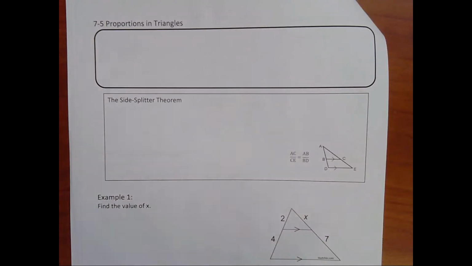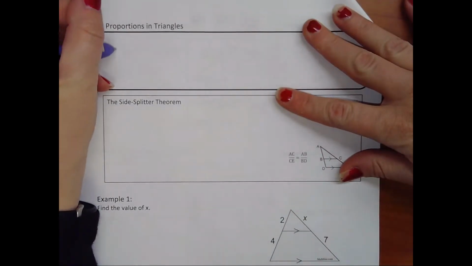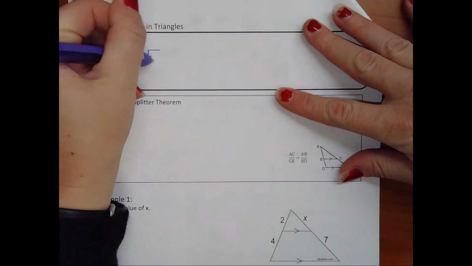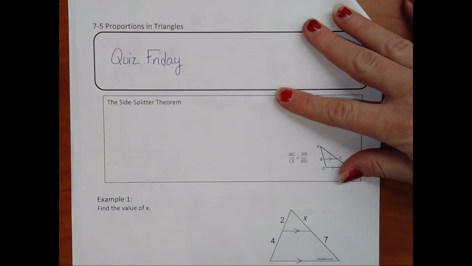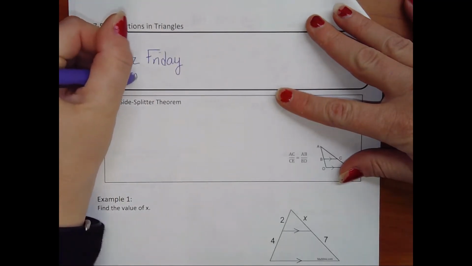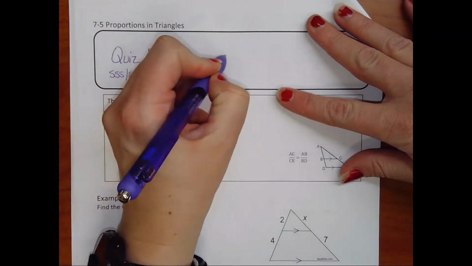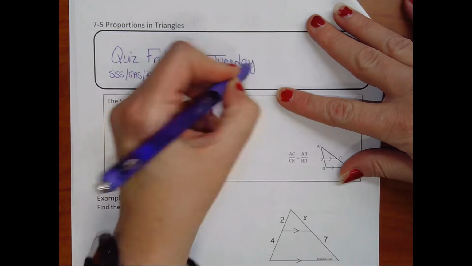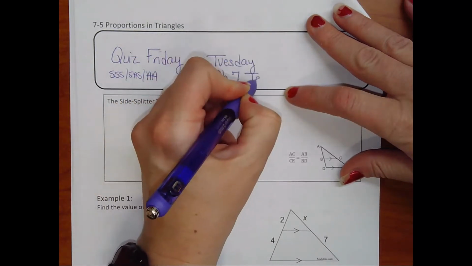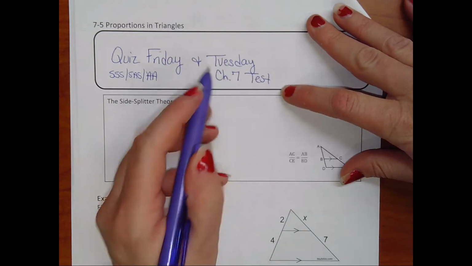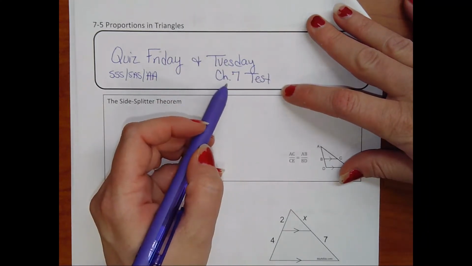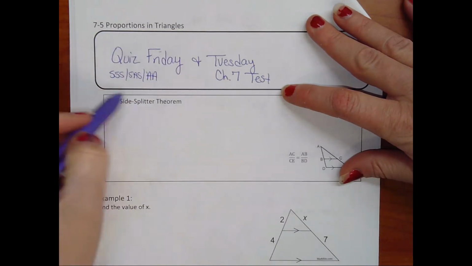Okay, so today we are going to chat about the very last section that you need for this whole entire unit. Just as a quick reminder, there is going to be a quiz this Friday, and the quiz is going to cover the side, angle, similarity stuff that we did yesterday. And then on Tuesday, you are going to have your Chapter 7 test. That test is going to have dilations, it's going to have proportions on it, like finding the sides that match up, and then all of this stuff as well.